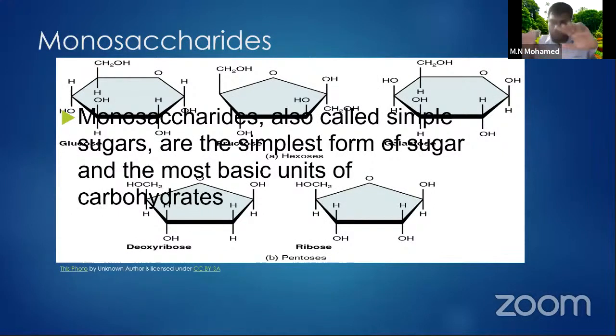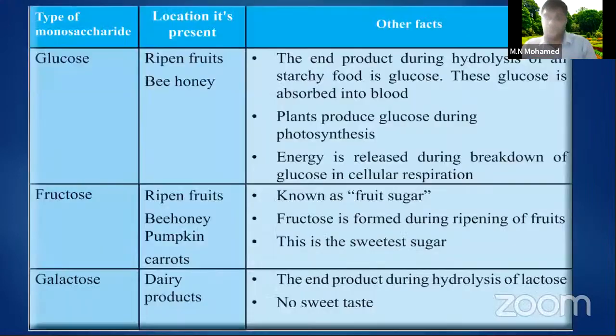Like your home is built up with bricks or blocks, carbohydrates are built up with monosaccharides. What are the monosaccharides? In our day-to-day life, the monosaccharides we use are glucose, fructose, and galactose. Glucose, you can see in ripened fruits and bee honey.